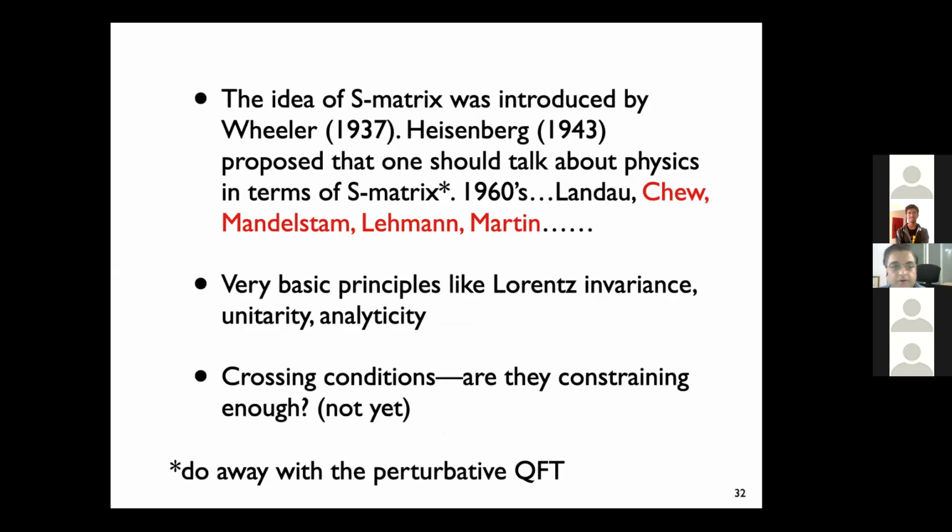So this is a quick historical summary. The idea of the S-matrix was introduced by Wheeler in 1937 and was taken forward by a lot of famous people: Landau, Chew, Mandelstam, Lehmann, Martin, and so on. And the thing is that you use very basic principles, things like Lorentz invariance, unitarity, analyticity. You don't have a perturbative expansion. You don't think in terms of a Lagrangian. You don't have to think in terms of perturbative quantum field theory, loops, and so on. And the question is, you have crossing conditions and unitarity, and are they constraining enough?